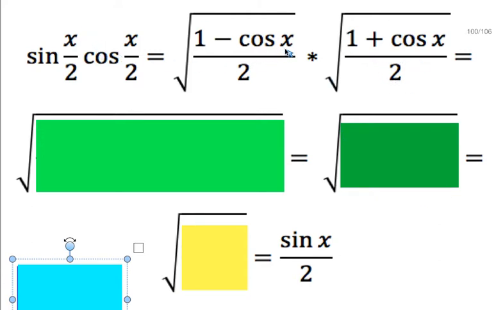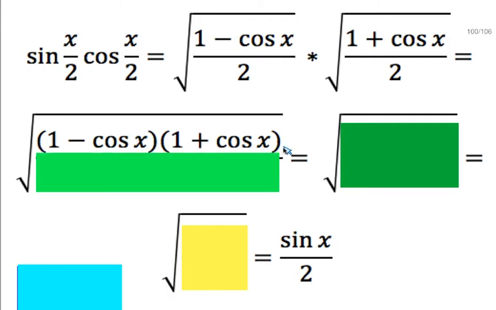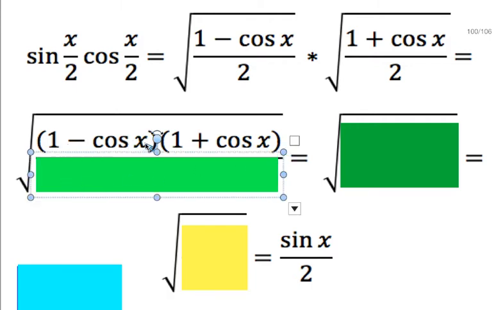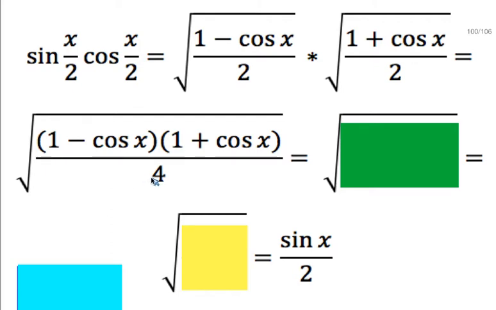Okay. Now, I hope that you guys remember that when you're adding radicals, you cannot combine them. But when you're multiplying radicals, you can combine everything. And so because we're multiplying here, we can combine those two. And so in the numerator, you have 1 minus cosine x times 1 plus cosine x. And then in the denominator, you multiply straight across for the numerator and the denominator. You just end up with a 4 there, okay?